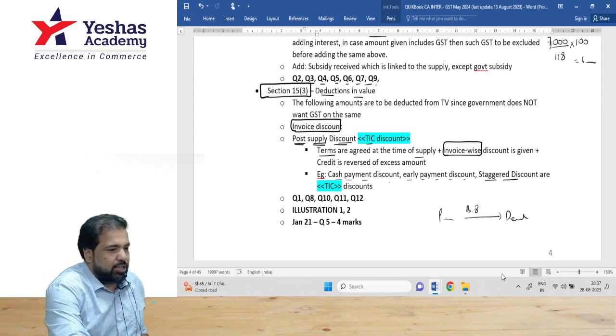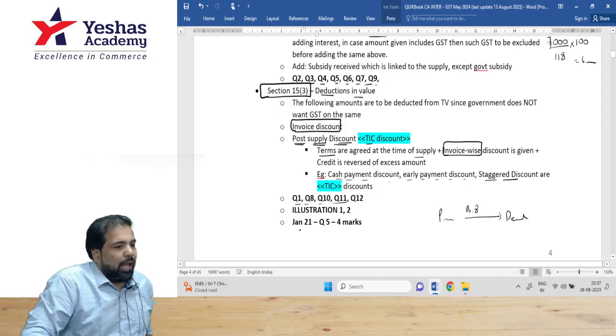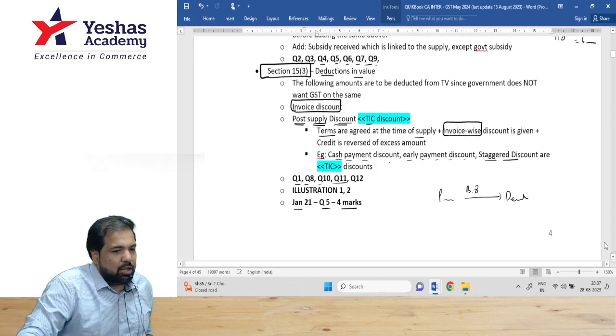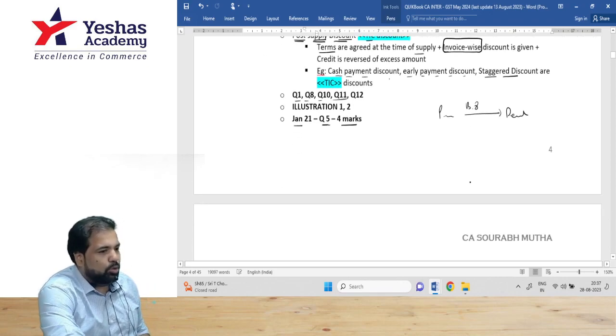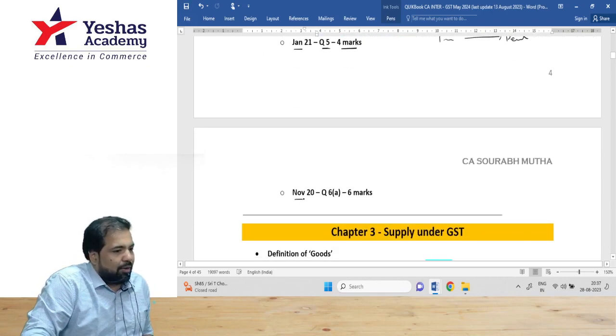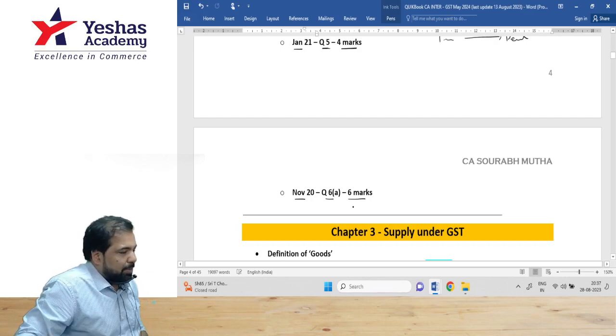Then they can. Guys, here you can do these questions and you can go to the Jan 21 paper and you can do question number 5, which is for how many marks, guys? 4 marks. So this is a very good book to take references. Again, you can go to the November 20 paper and you can do 6A for how many marks, guys?